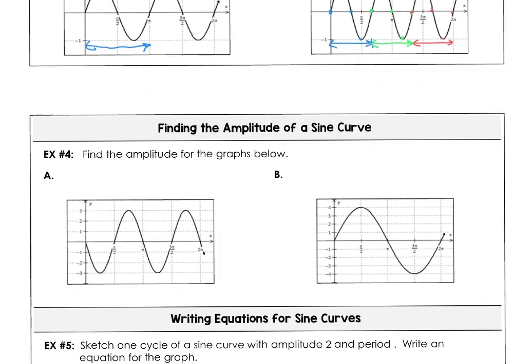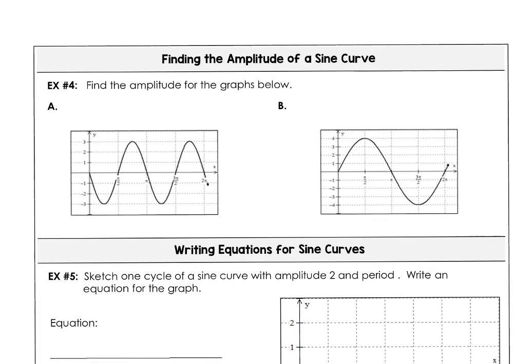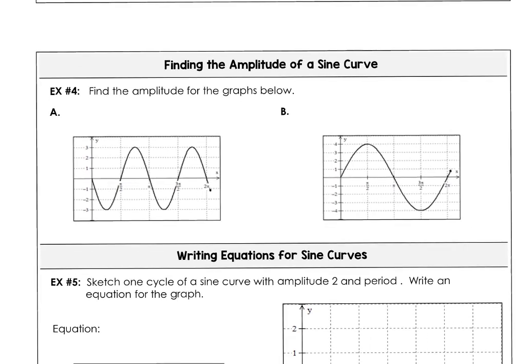Example 4, we're talking about finding the amplitude for the graphs. In the first one, the amplitude looks to be 3. So from our midline to the maximum and the midline to the minimum. So the amplitude is 3. And in this one, amplitude looks to be 4 units. So 3 and 4 there.